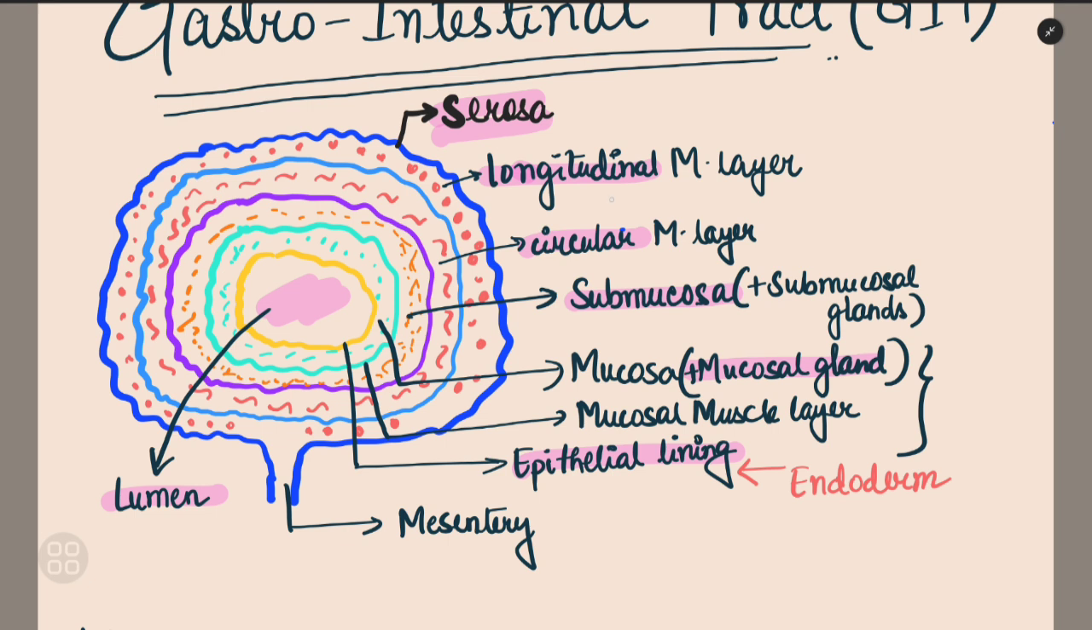Like the submucosa and then the muscle layers. Of course, you can understand muscles will be derived from the mesoderm, and in there we have the blood vessels and the lymphatics. So these are basically derived from the mesoderm, and over here there are certain nerve plexuses. These nerve plexuses, you can understand, are part of the ectoderm.